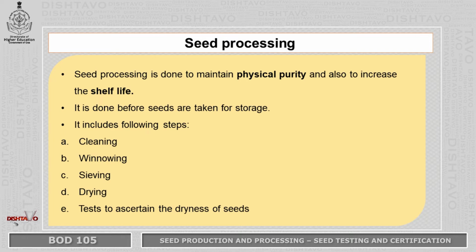Next is seed processing. Seed processing is done to maintain physical purity and also to increase the shelf life of the seed, or you can say the seed viability. It is done before the seeds are taken for storage purposes. It includes cleaning, winnowing, sieving, drying, and a test to ascertain the dryness of the seeds. Now we'll see each of the steps in detail.